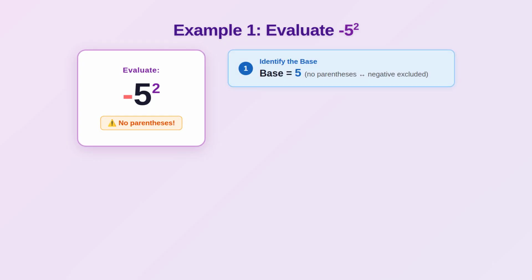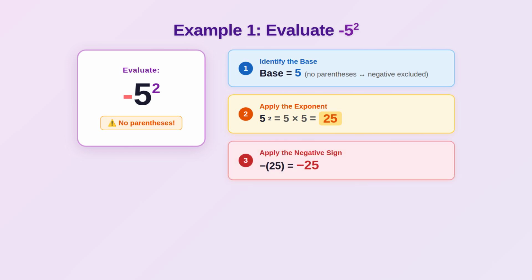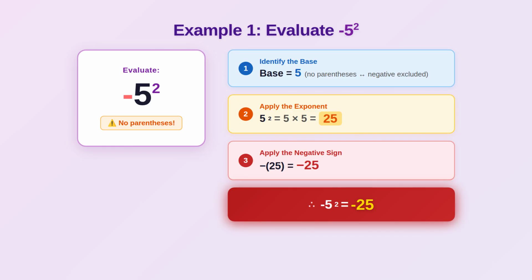First problem, evaluate -5 squared, no parentheses around the negative. Step 1, identify the base. Since there are no parentheses grouping the negative with the 5, the base is just 5. Step 2, apply the exponent. 5 squared is 5 times 5, which is 25. Step 3, now apply the negative sign. Negative of 25 gives us -25. So -5 squared equals -25. Notice how the exponent gave us 25 first, and then the negative flipped it below 0.